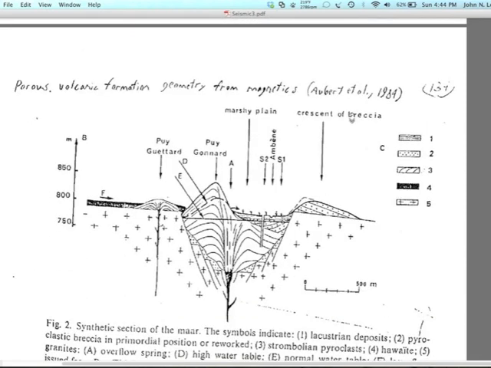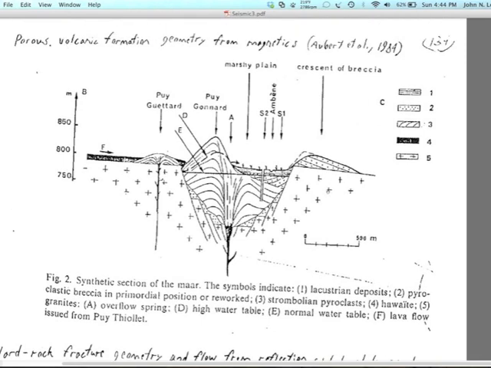Here's an interesting example in the French Massif Central, where we have igneous bedrock, a bedrock pluton, and then there's a mar, an explosion crater, and then a cone that fills it, and the volcanics are actually much more porous than the surrounding igneous bedrock. The faulting that accompanies the mar, the cinder cone here, is very, very porous.